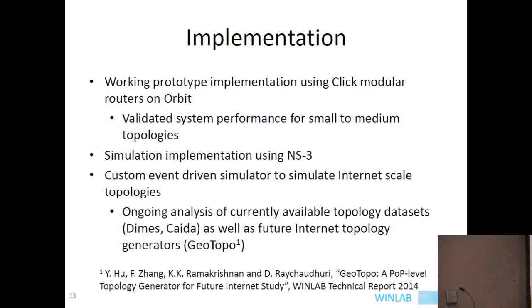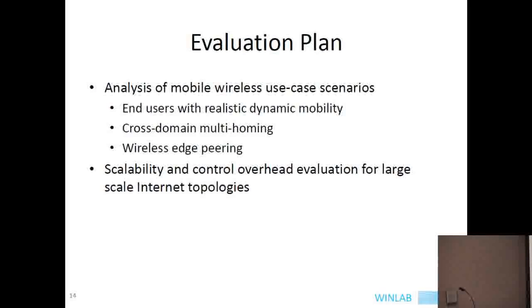Next, like I mentioned, we really need to do these scalability studies, which are essential for interdomain routing for an internet scale topology. We also want to analyze a few of the use cases which I mentioned before, especially multi-homing and things like wireless edge peering. For that, we also need some realistic mobility traces. So the idea would be to do a full-scale evaluation of internet scale topologies, and then to evaluate a few of the use case scenarios which I mentioned, and also to see that the scalability and overhead considerations are met. So that's it.